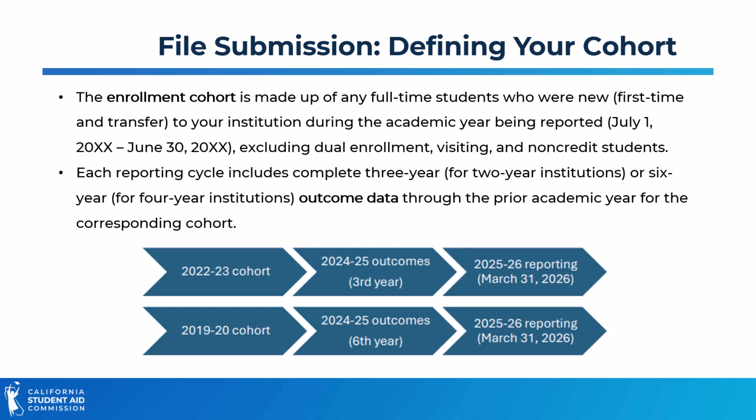For this reporting cycle due on March 31st, 2026, in the 2025-2026 academic year, you will report outcomes as of the end of 2024-2025, including the trailing summer, that is through August 31st, 2025. For 4 year institutions, they'll report on the cohort that started 6 years ago, so back in 2019 and 2020. And the 2 year institutions will report on the cohort from 3 years ago, from 2022 and 2023.